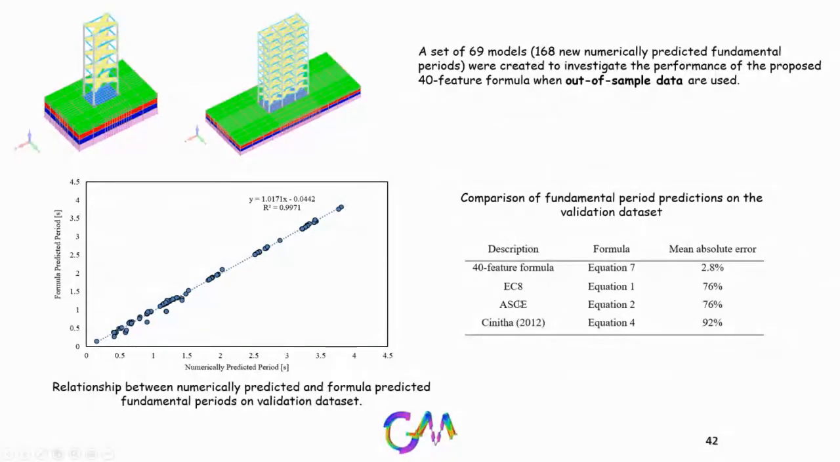76 for the Eurocode 8, which is also the South African code formula, given that the South African code adopted EC8 with some modifications, but the fundamental period is the exact same one. And of course, this is the Sinitha 2012 equation that was proposed, at 92% error.